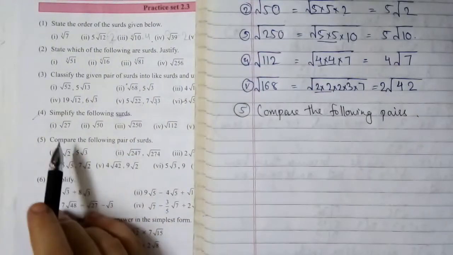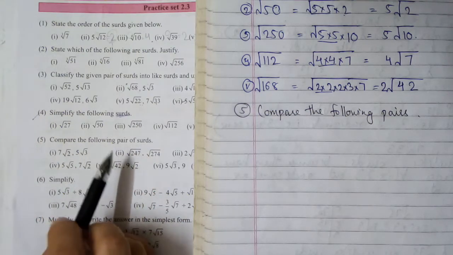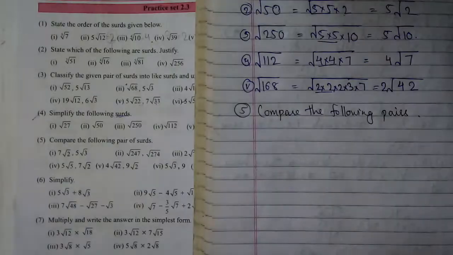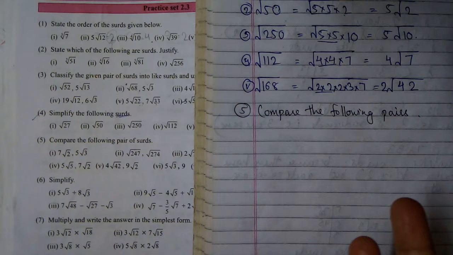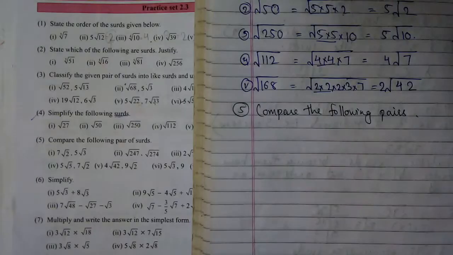Now question number 5 is to compare the following pairs of surds. Here a pair of surds is given, and we have to compare the two surds. That means whether the given surd is greater than, less than or equal to the other. Now let's solve question number 1 first.